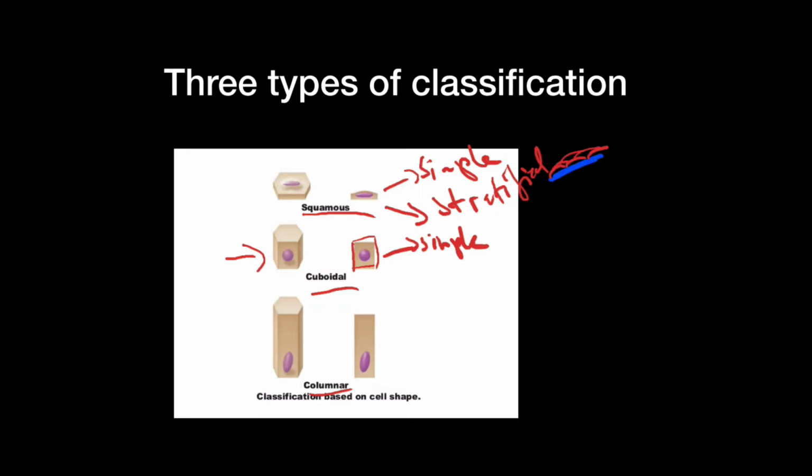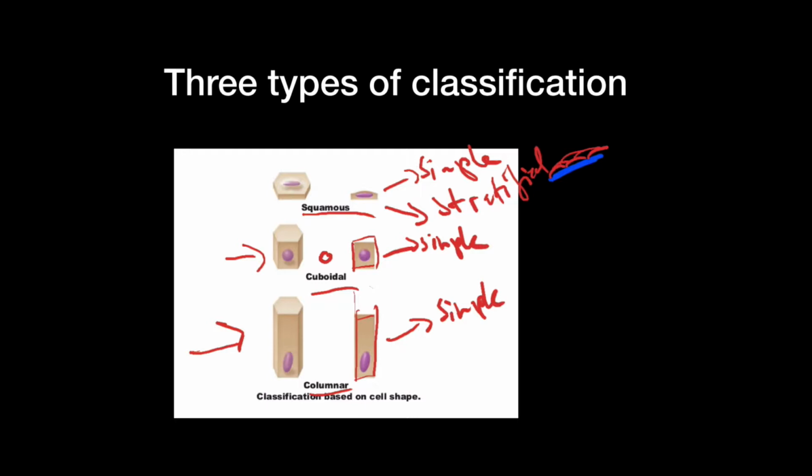You will rarely find them as stratified in the human body, but I'm going to show you an example of when we actually find cuboidal cells as stratified. Then we have columnar, and columnar you're going to mostly find as simple as well. Since these cells are really tall, they don't need a lot of layers to serve their function.